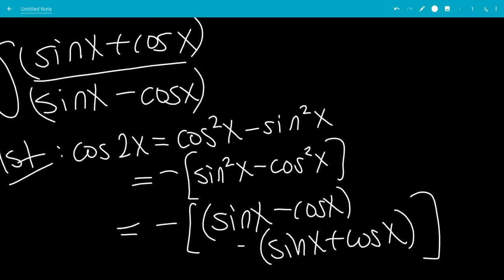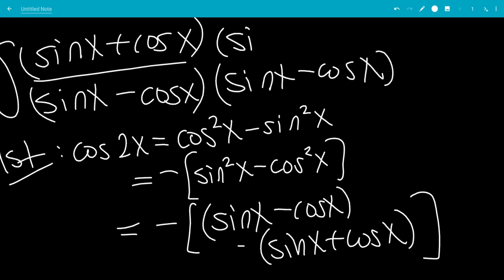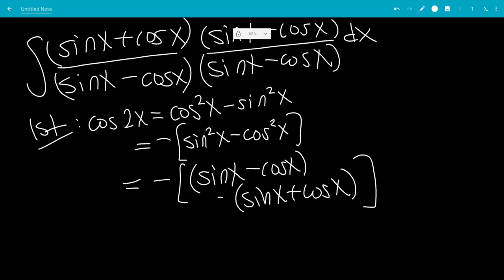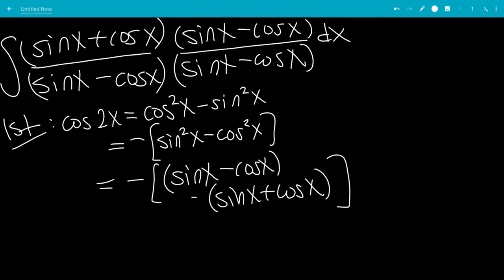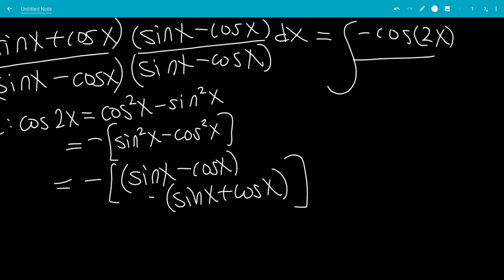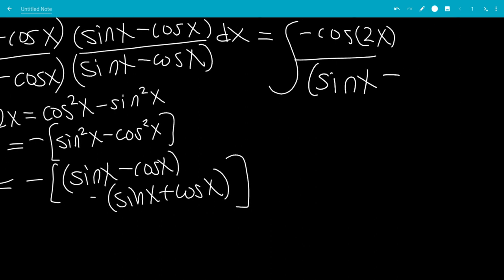The derivative of cosine of something is sine of something. So let's say we multiply the bottom by sine x minus cosine x. We have to multiply the top by the same thing, so we multiply by 1 at the end, and we don't change the original expression. So that's sine x plus cosine x times sine x minus cosine x. That will be sine squared x minus cosine squared x, but that is negative cosine of 2x. Now we have sine x minus cosine x quantity squared in all dx.